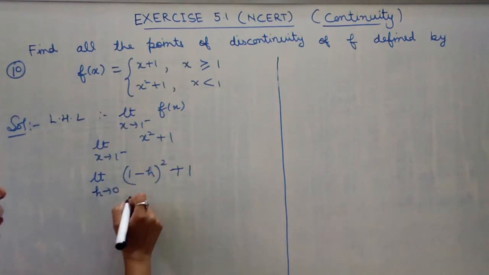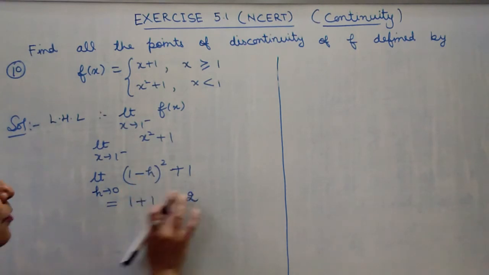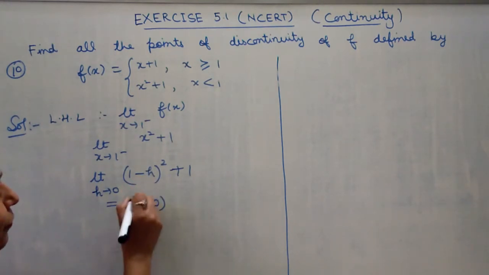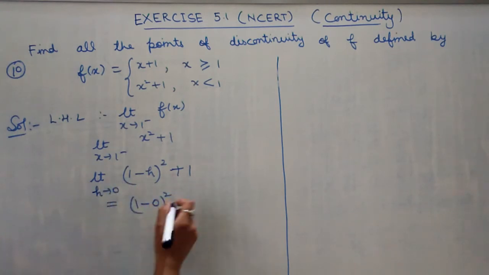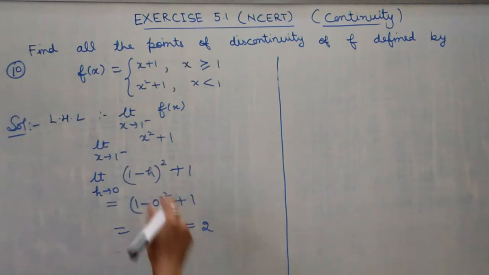Now put the value 0: 1 plus 1 is equal to 2. When you put the value 0, I will write that step so that you should not be confused: 1 minus 0 whole square plus 1, that is 1 plus 1 equals 2. So this is the left hand limit.